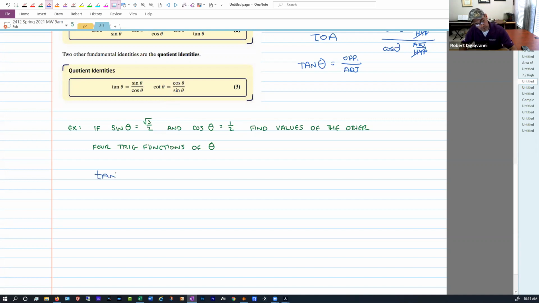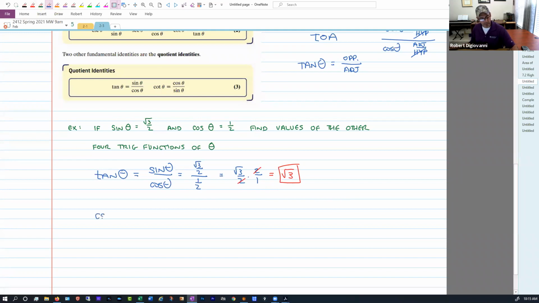How about tangent theta? So tangent theta, by definition, is sine theta over cosine theta. But sine theta is given to us, isn't it? It's √3/2 over cosine theta, which is given to us, 1/2. And just so we're clear about what's happening here, division becomes multiplication of the reciprocal. The 2's vanish away and I get √3. Questions? Next one.